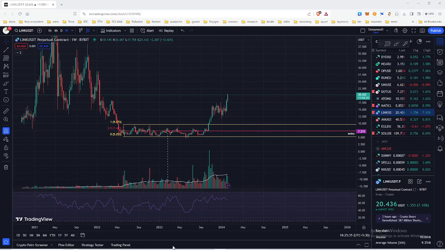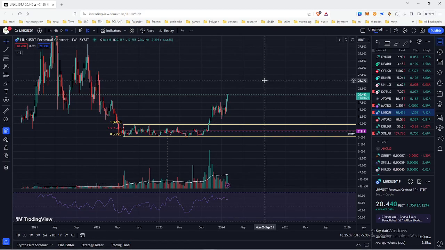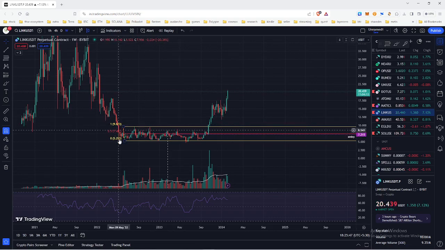Today we're going to look into Chainlink. So we'll begin with the weekly, then we'll look into the daily, then 4 hours as well. Okay. So here you can see this was a beautiful consolidation from like May 2022 till like October 2023. That was a huge consolidation.